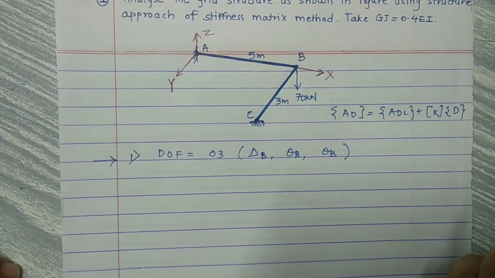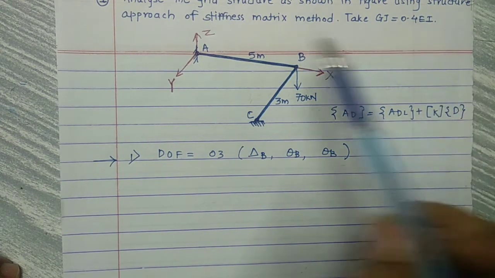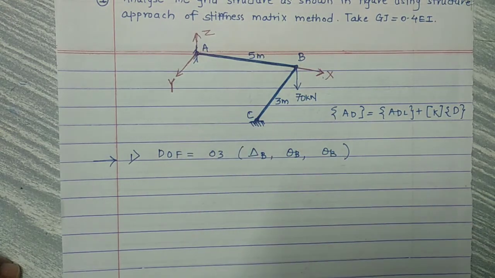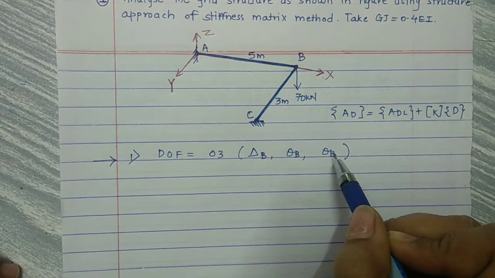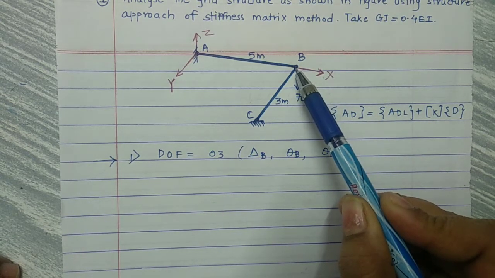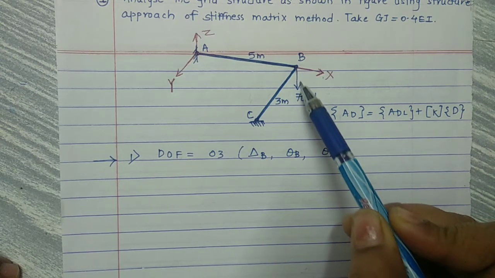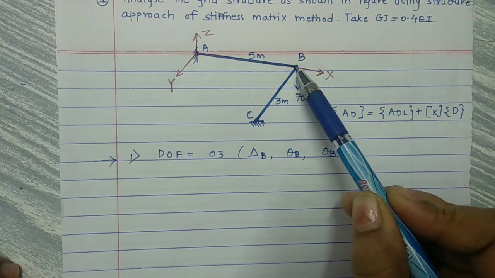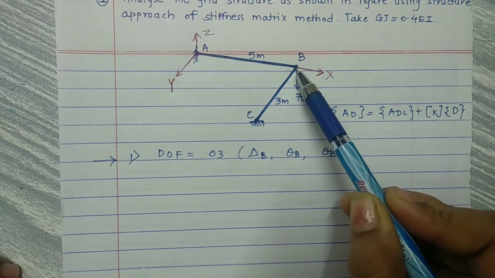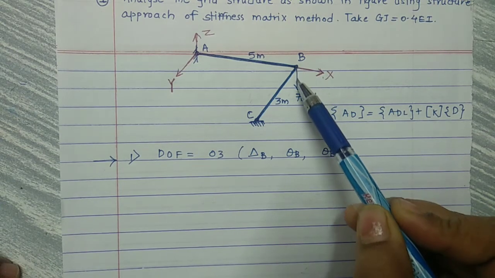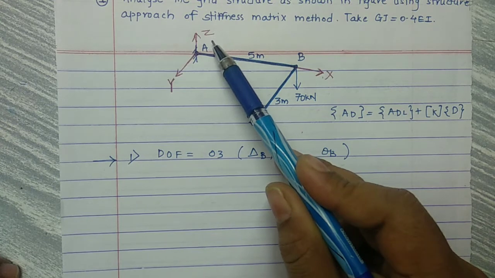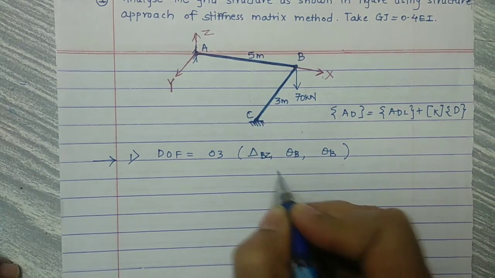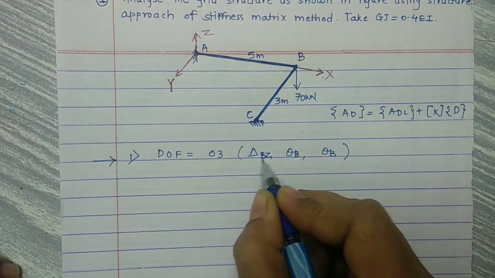Now here, as you can see in the problem statement, the coordinate system is given. So it is very important to write in which direction those 3 degrees of freedom are acting. When this B point translates, as the load is given in the downward direction, obviously the translation, the deflection of this B point will be in the vertical direction. This vertical direction is the Z axis. So write here delta BZ.